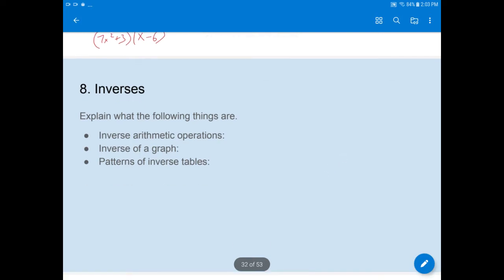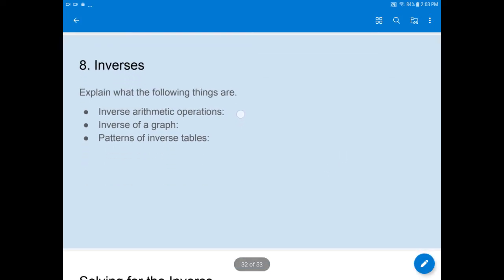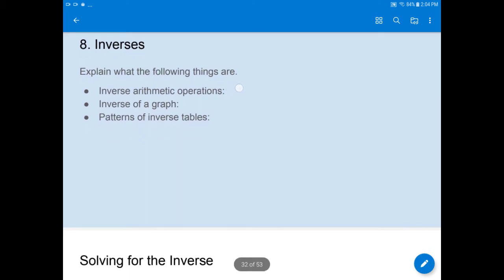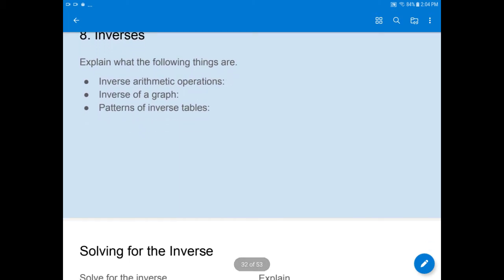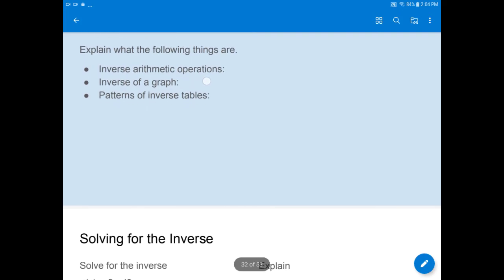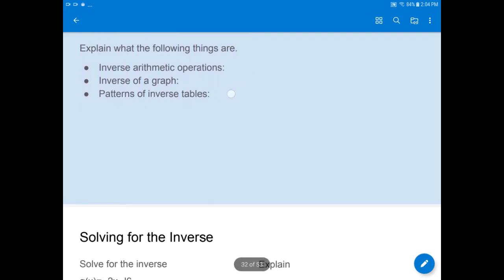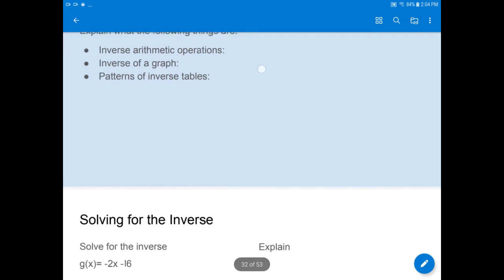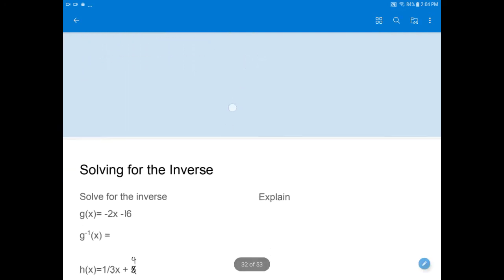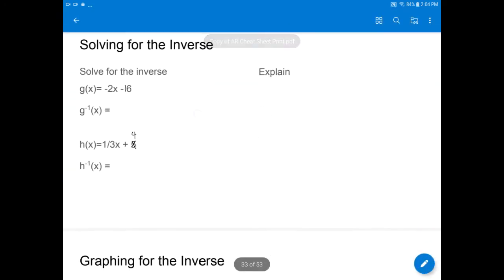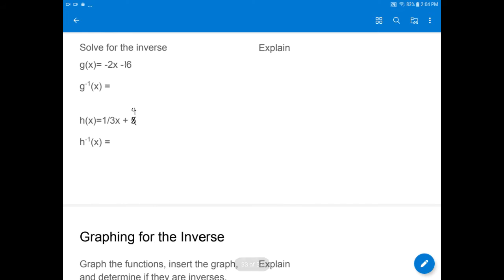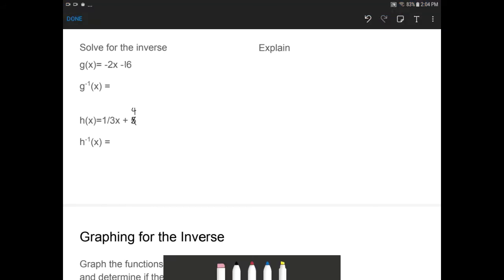Okay, for the inverses, inverse arithmetic operations, addition and subtraction are inverses, multiplication and division are inverses. Inverse of a graph, it's reflected over the line y equals x. Patterns are inverse tables. You just flip the numbers. The x and y values are switched. Okay, so let's do these since I have these made already.